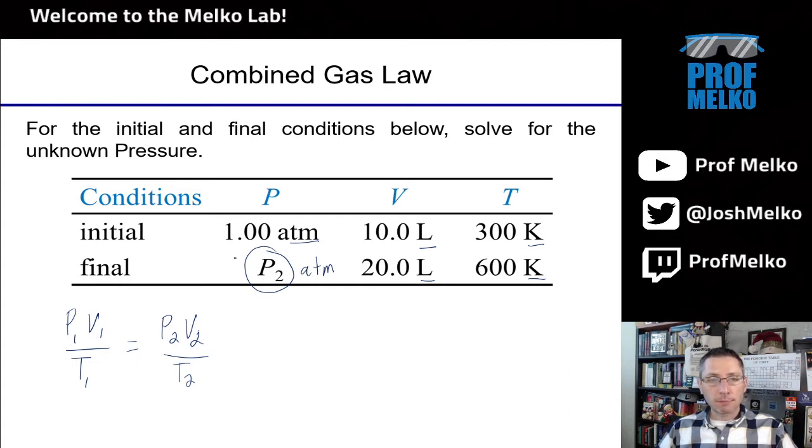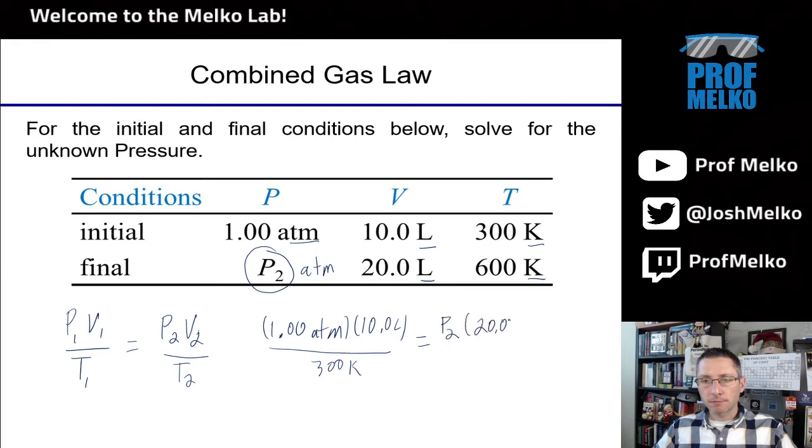Here I'll say initial is my P1, 1 atmosphere, times V1, 10 liters, over T1, 300 Kelvin, equals P2, that's what I'm trying to solve for, times V2, 20 liters, over T2, 600 Kelvin. So here I've set up the equation of the combined gas law. I've plugged everything in, and now I have to solve for this one unknown variable, P2. I do that with algebra.